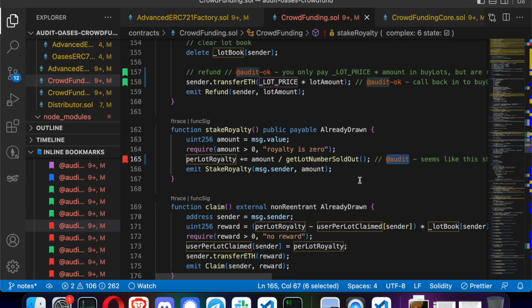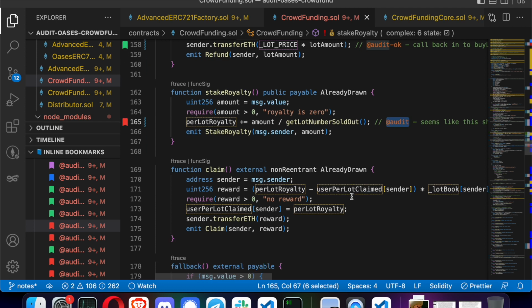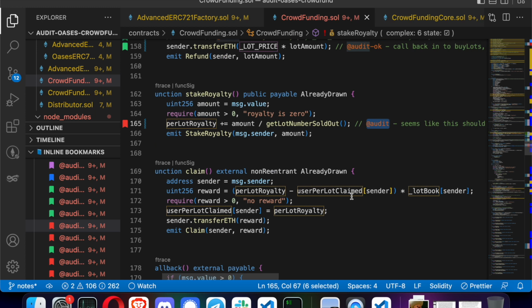One of the things I wanted to look at in more detail was this stake royalty function and this claim function, and they play with one another. You can see below on line 171 that the per lot royalty calculated on 165 is used to determine how much a user can claim. What I thought was interesting is that per lot royalty is a global contract variable. It's calculated for the entire crowdfunding contract. Usually when you're dealing with stakes, that isn't the case.